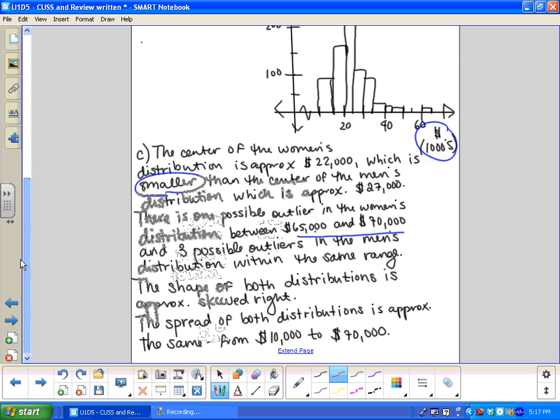All right, so now take a look at this. I used comparative words. I listed the possible outliers. I wasn't very specific here. All I said is I knew it was going to be somewhere between $65,000 and $70,000. So I hope you see how to compare two distributions.